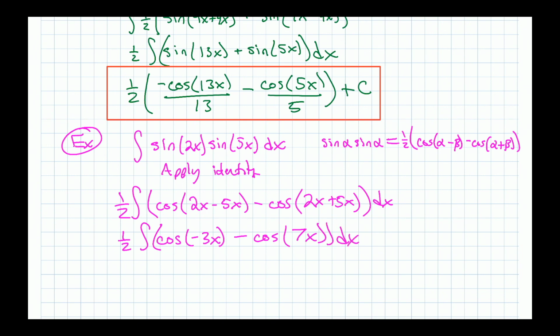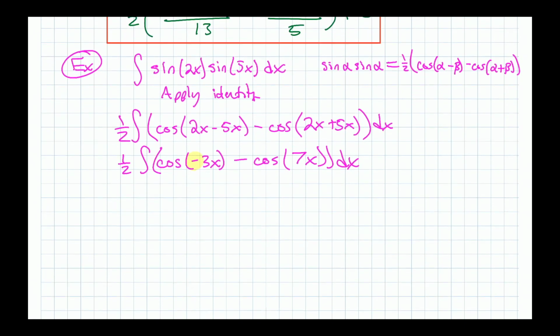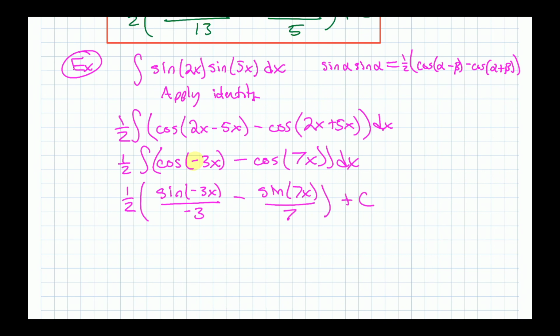Right? And the reason I wanted to do this problem was because of that minus 3 there. That minus is a little bit weird. Okay? Now we can easily integrate this. So the integral is going to be, the antiderivative of cosine is sine. So sine negative 3x over negative 3. And then minus, the antiderivative of cosine is sine. So sine 7x over 7 plus c.